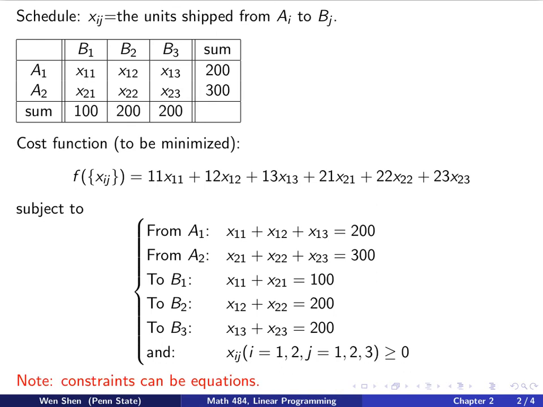Okay, I want to catch your attention. So here we actually have a new type of constraint. In the past, we have seen constraints with less than or equal signs and greater than or equal signs. And for this problem, the constraints actually have equal signs. This is also a feasible constraint.